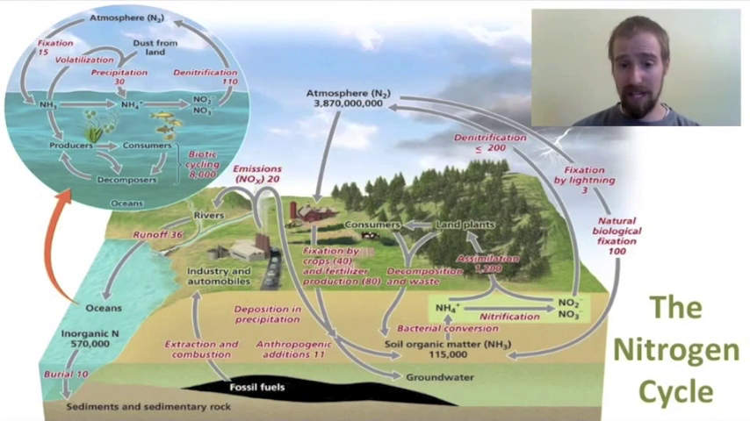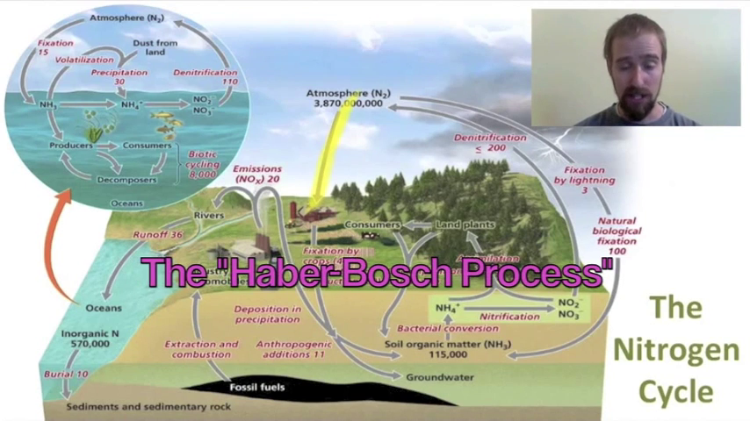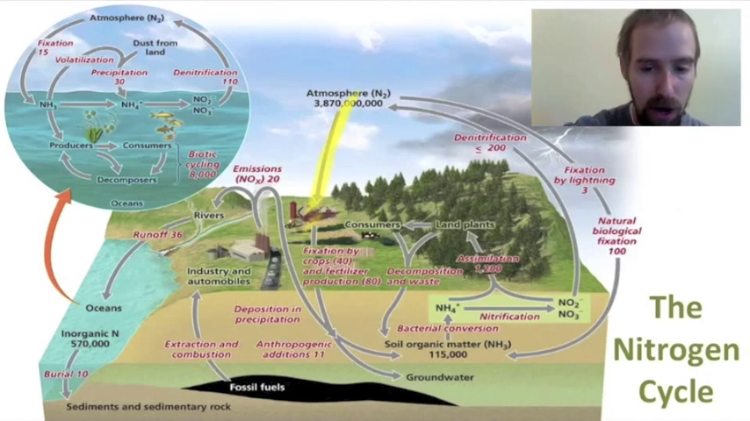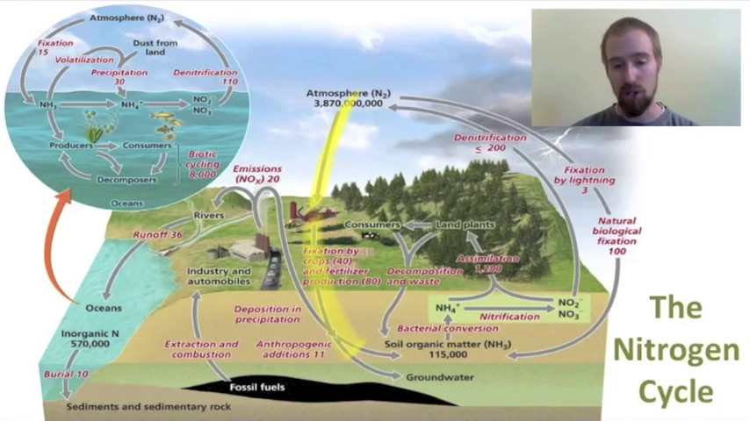Humans have also developed technology that allows us to take nitrogen out of the atmosphere through something called the Haber-Bosch process and turn that into fertilizer. And then we put that fertilizer on our crops, which puts that nitrogen back into the soil.